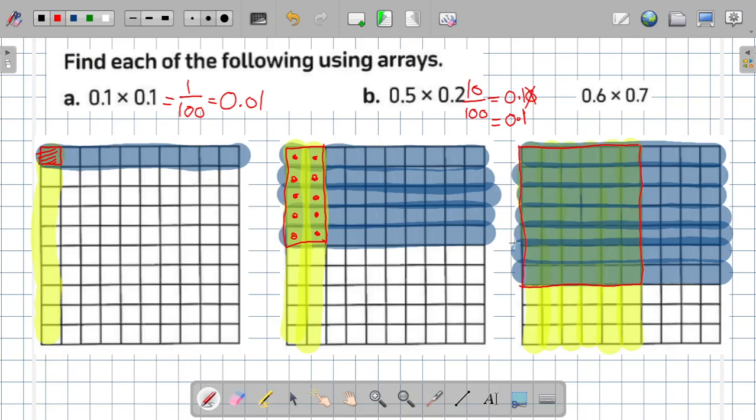Let's count the squares. I have 1, 2, 3, 4, 5, 6, repeated 7 times. I think it's 42. 42 squares. So it's 42 over 100. 42 over 100 means it's 0.42, or 42 hundredths. So as a result of the multiplication operation, it's 0.42.